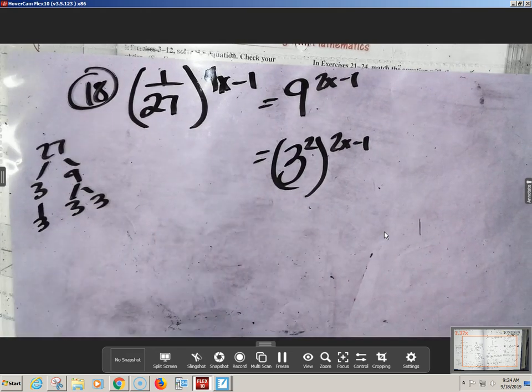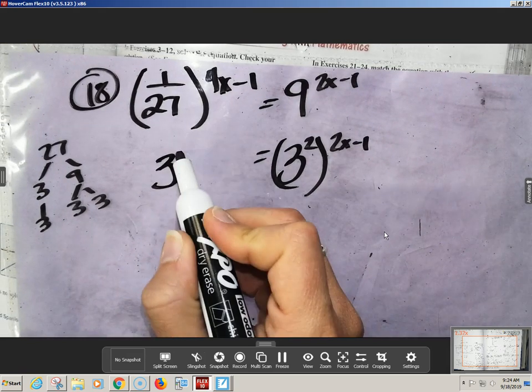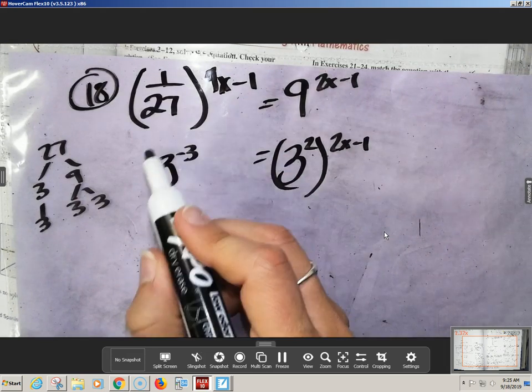Not a whisper and not helpful. Don't forget to make it 3 to the negative 3 because of that 1 over.